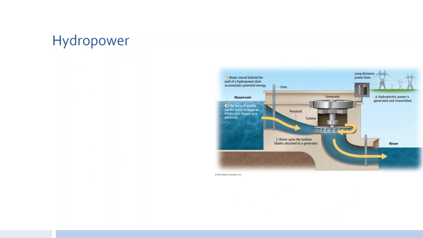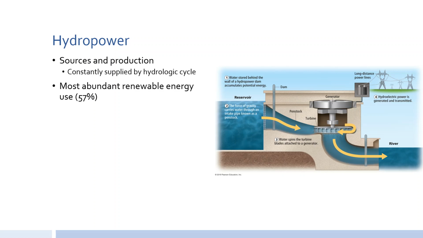The last one I'm going to talk about is hydropower, which is from water. It is consistently supplied by the hydrologic cycle. Water is always moving around the planet, so we have that there. It's the most abundant renewable energy. 57% of renewable energy comes from hydropower. It is mainly used for electricity generation, and we do that in two ways.